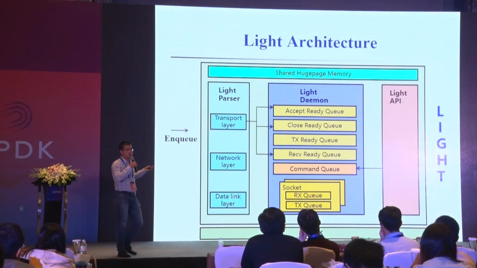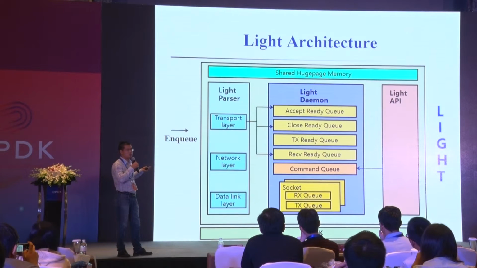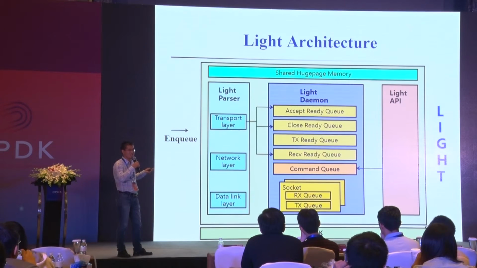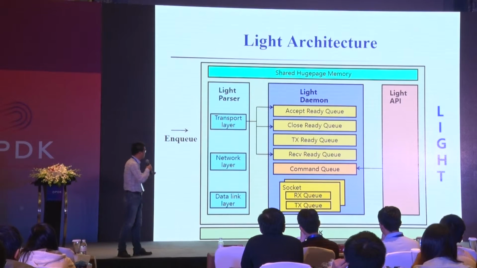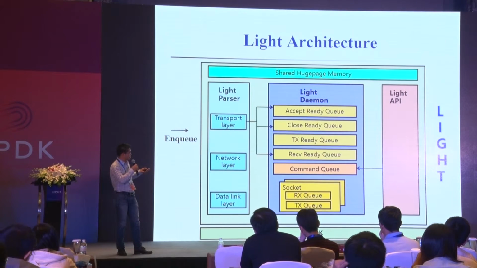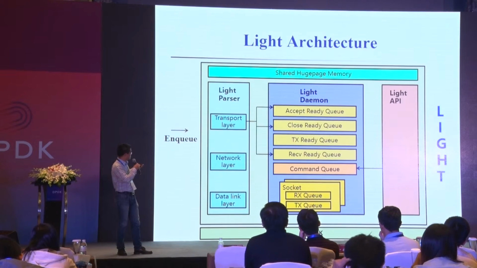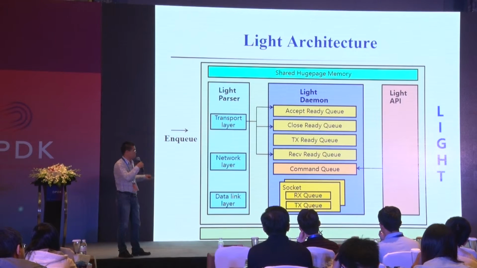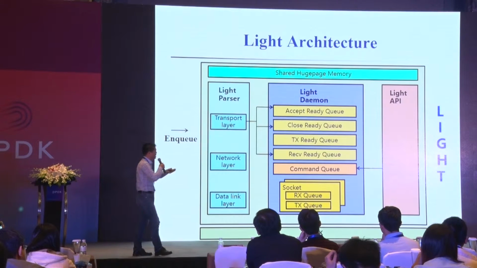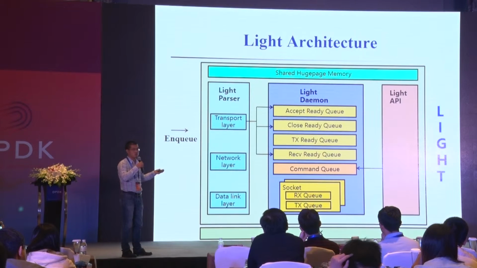For Light architecture internally, it has 3 different modules. We have Net Light Parser. It has a lot of code, but it's very simple. Basically, we can have all of the code. The second module is Light Daemon. Light Daemon is more catered to manage the queues. It is one interface of Light Parser. The third, we have Light API. For all of the APIs, we will have it to realize that.